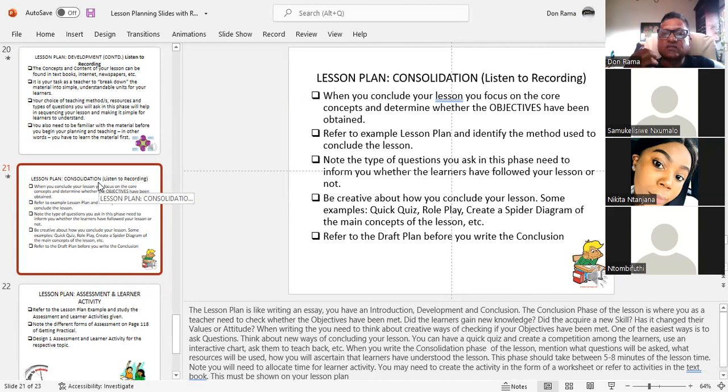So one of the things that you can do in this phase is to ask questions to see whether your learners have understood your lesson. And here you must be a bit creative. You don't have to only ask questions. You can do a little quiz, play a small game. You can do some role playing. You can create a small spider diagram or a brain map and ask them to fill it. So you must think about creative ways in which to conclude your lesson.